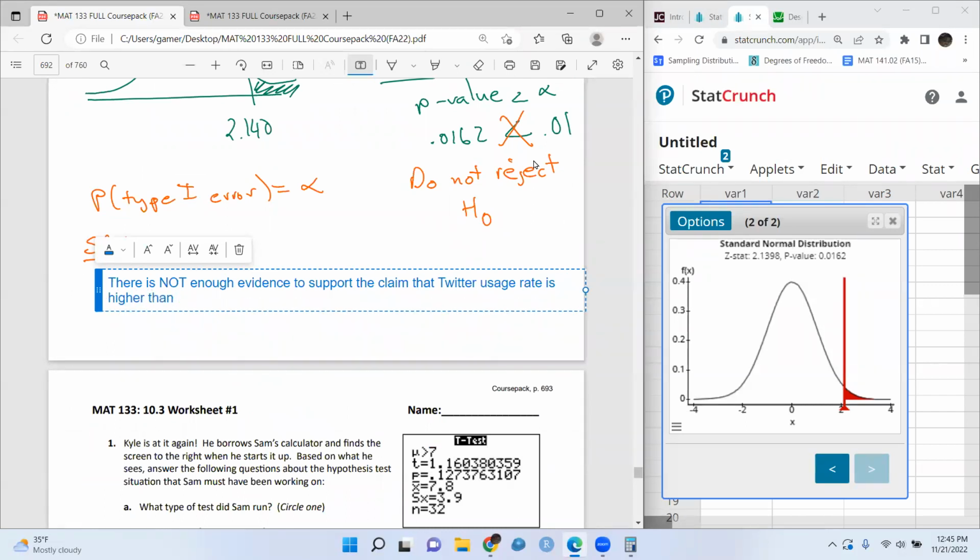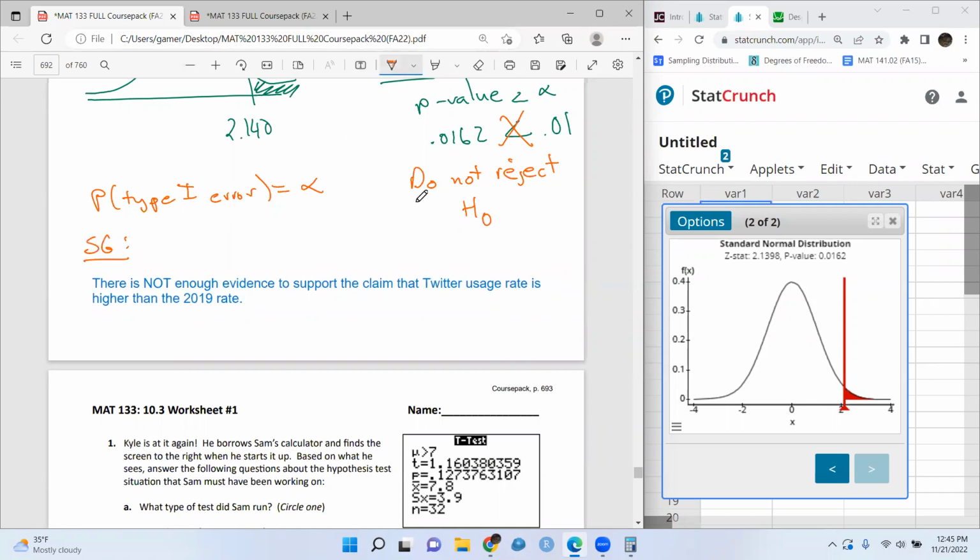than the 2019 rate. Now, I would guess, if you all have been following what's going on with Elon Musk and Twitter these days, this might have changed. It seems like Twitter could die based on his takeover. Who knows?